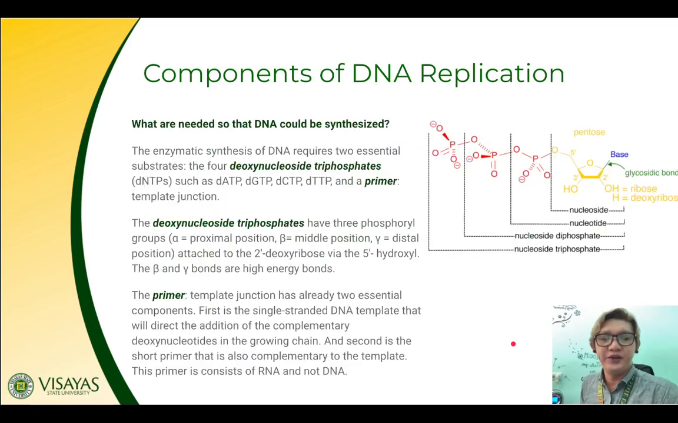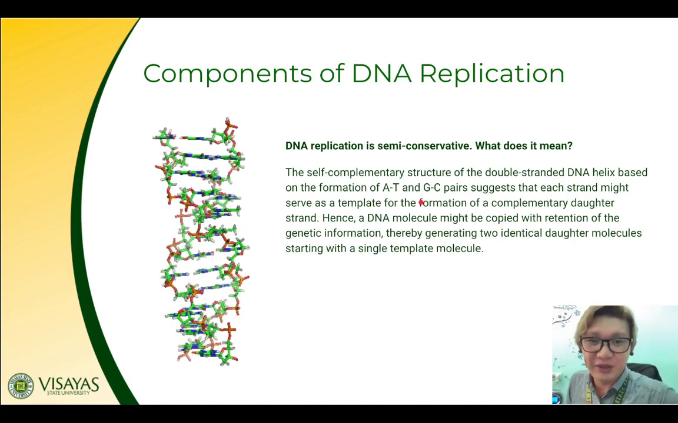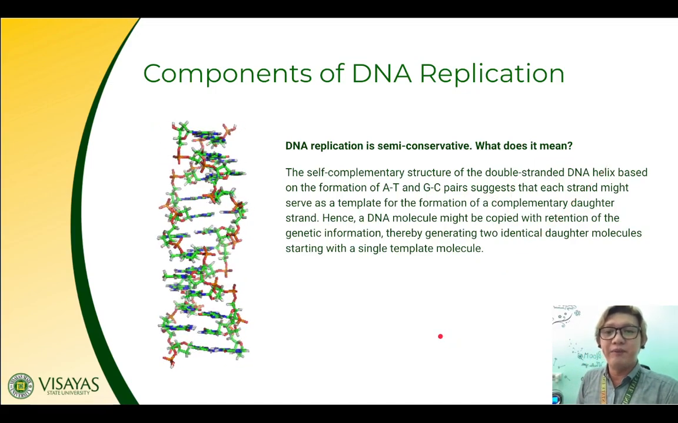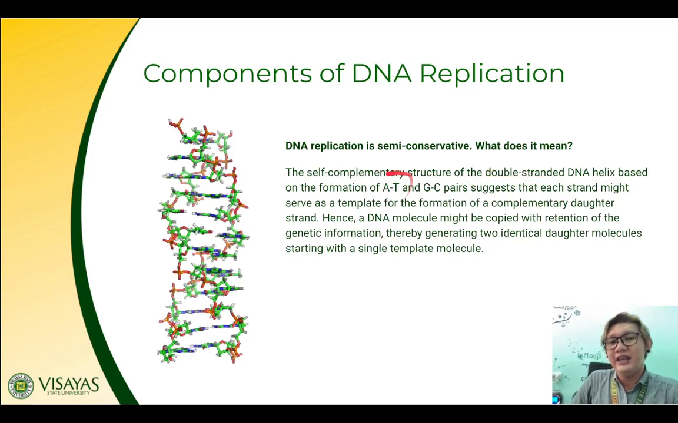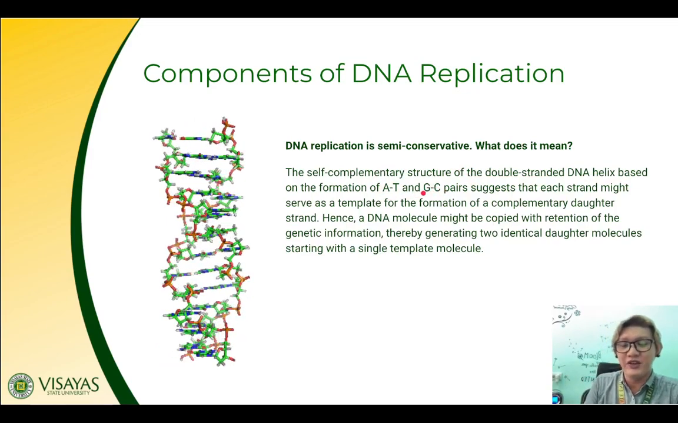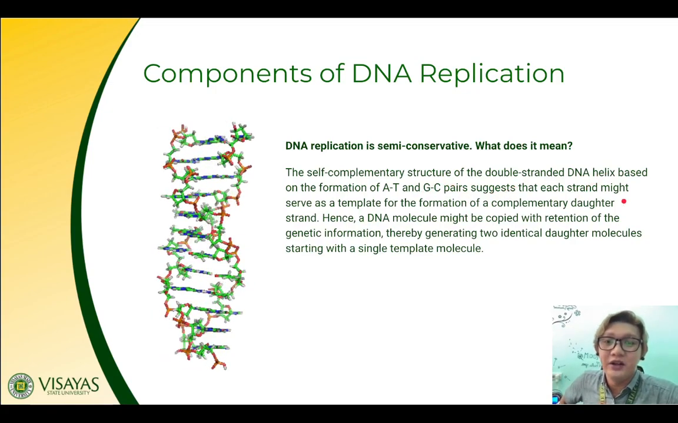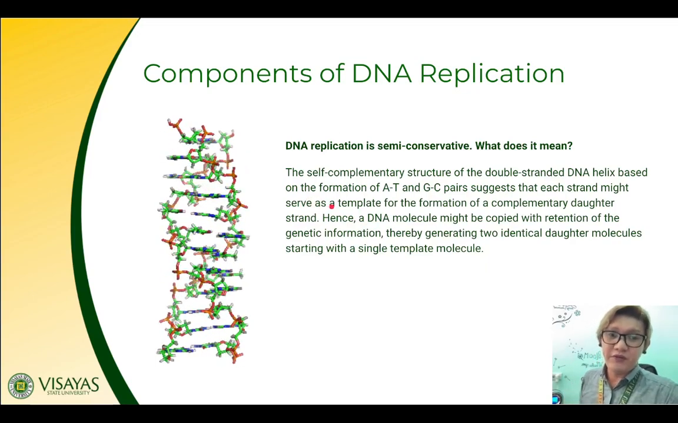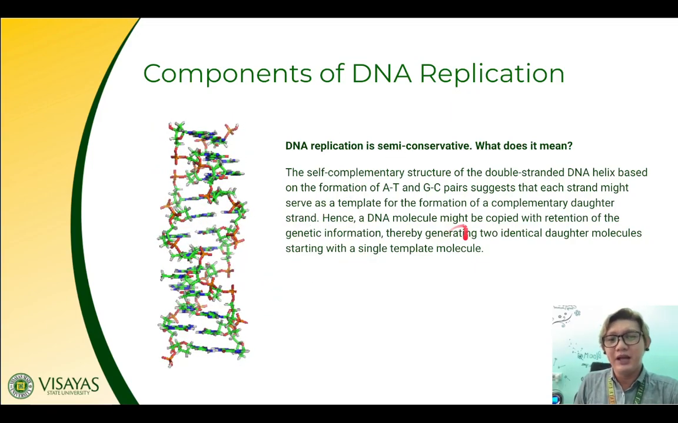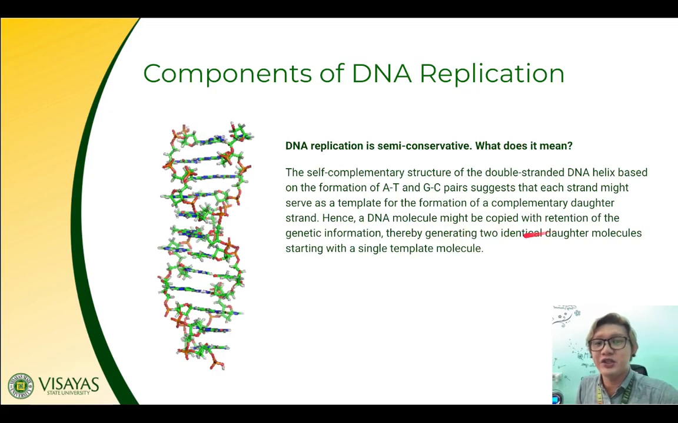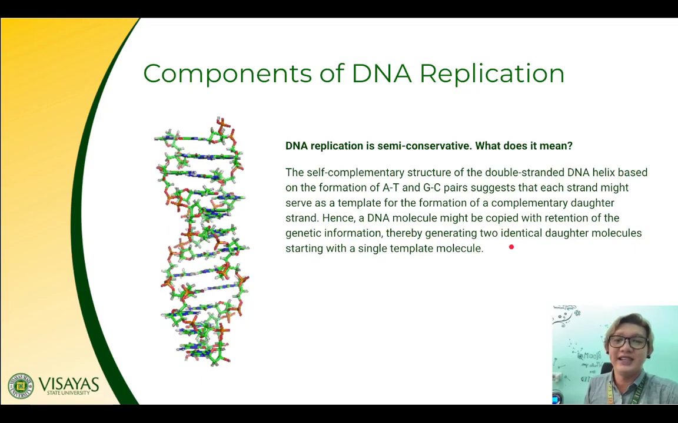Now, DNA replication is semi-conservative. What does it mean, semi-conservative? The self-complementary structure of the double-stranded DNA helix, based on the formation of AT and GC pairs, just like what we did in the motivation part, the first part of our discussion, suggests that each strand serves as a template for the formation of a complementary daughter strand. Hence, a DNA molecule might be copied with retention of the genetic information, thereby generating two identical daughter molecules starting with a single template molecule.